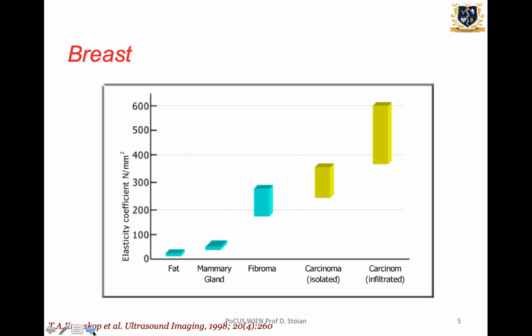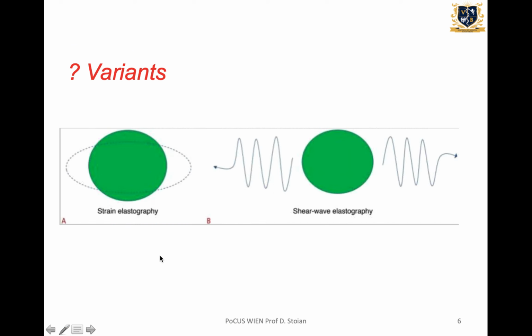When we are dealing with breast, it's commonly known that carcinomas, both isolated and infiltrating, have a much higher elasticity coefficient, or a much higher Young modulus, compared with fibroadenoma, normal mammary gland, or fat.